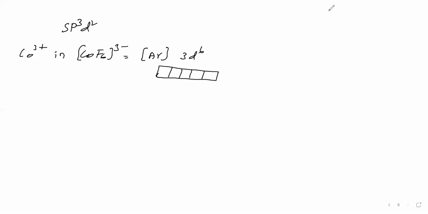3d contains 5 orbitals. That is how we are filling the electrons. Then sp3d2: how many hybrid orbitals? 6 hybrid orbitals: 1, 2, 3, 4, 5 and 6. We will give ligands here. One ligand is giving an electron pair, second ligand, third, fourth, fifth, sixth ligand. Okay, this is the electronic configuration of Co3+ in [CoF6]3-.